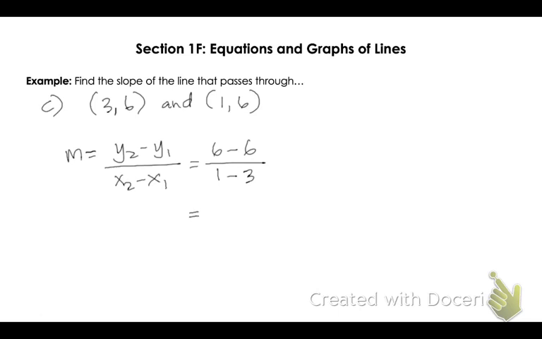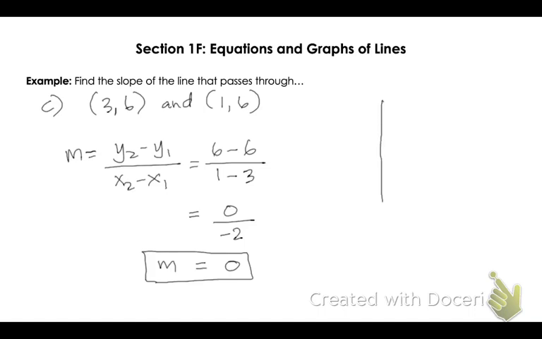On top, 6 minus 6 is 0. 1 minus 3 is -2. And 0 divided by anything is 0, so our slope is 0. That slope is neither positive nor negative. The reason it was 0 is because the 2 points had the same y coordinate. So what does that look like graphically whenever you have the same y coordinate?